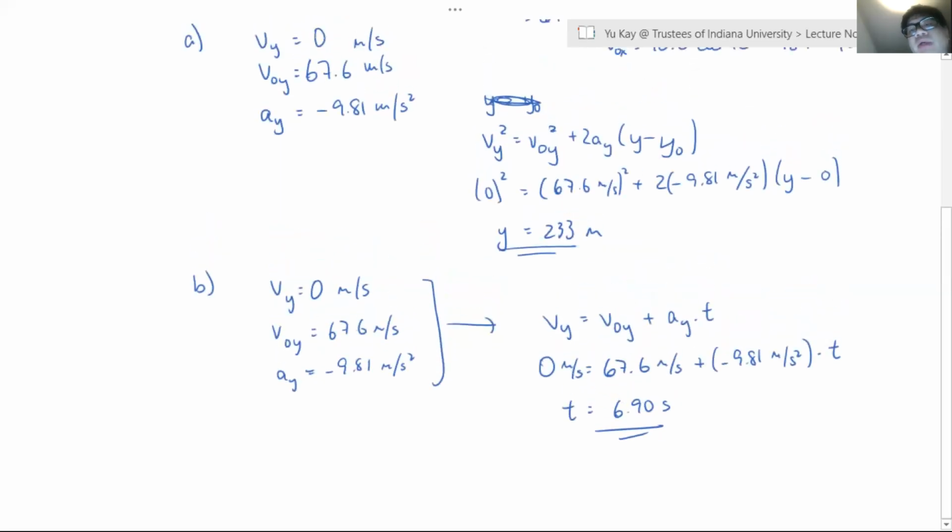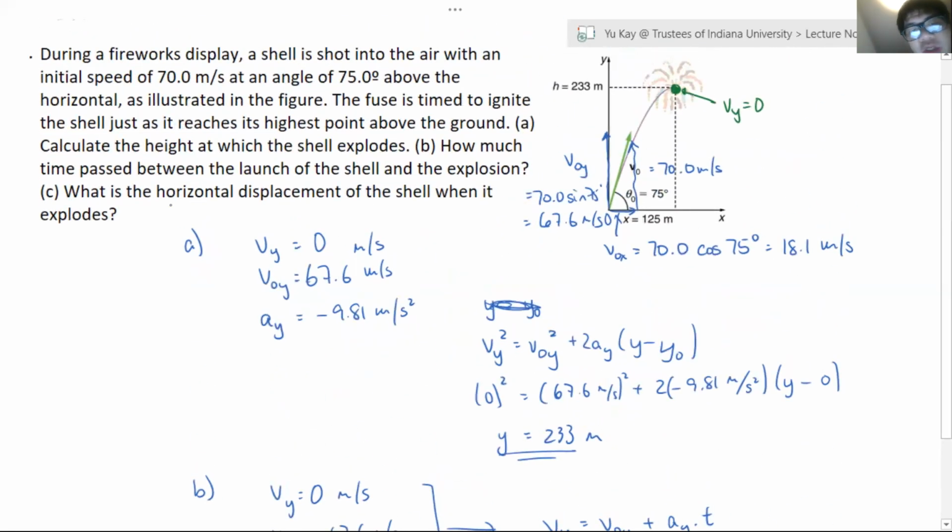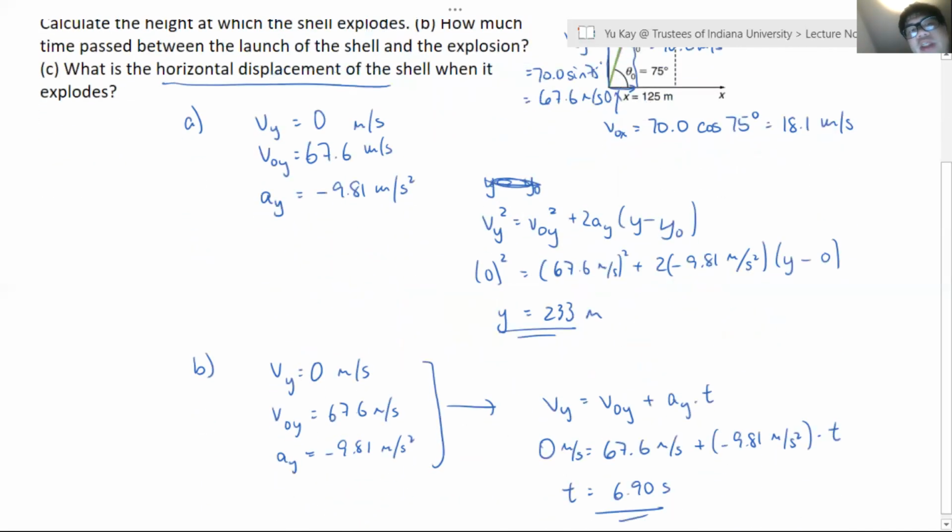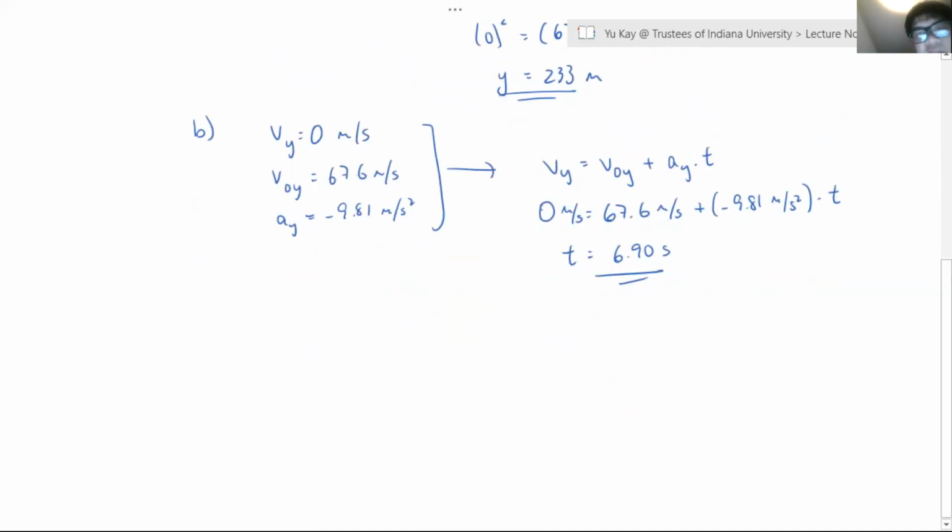So again, the crux is just take a component that is most suitable and then try and plug it back in. So C was a horizontal displacement. How far does it go horizontally before the shell explodes? Well, let's think about it. For horizontal movement, we're going to assume no air resistance, so this is a constant velocity situation.